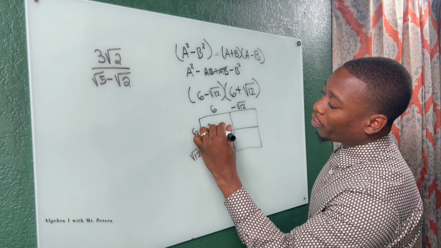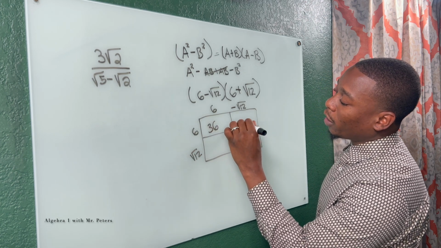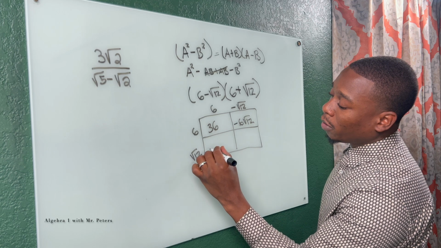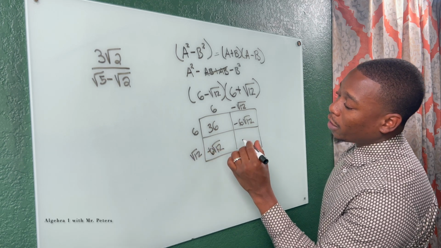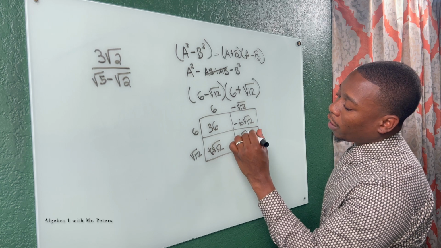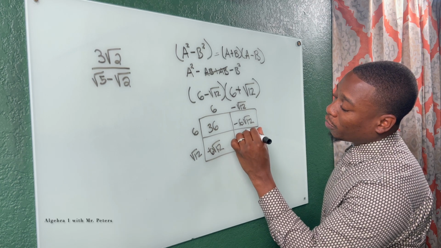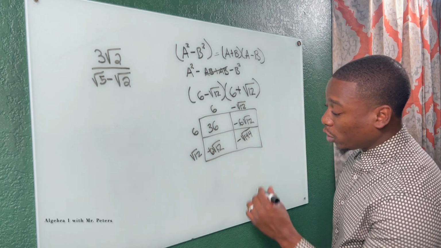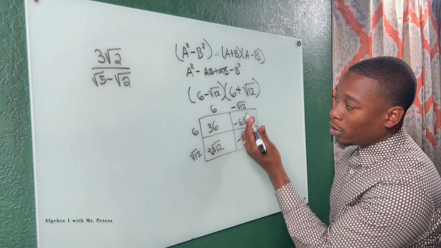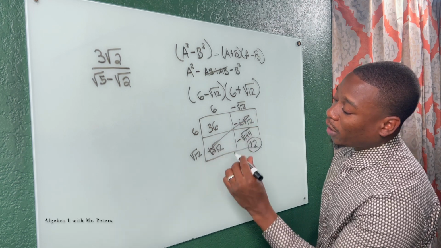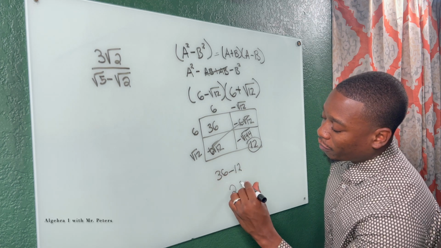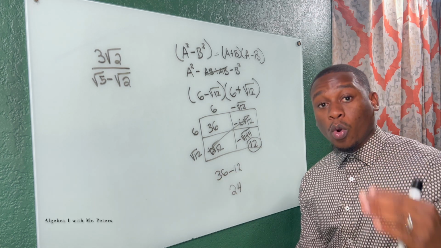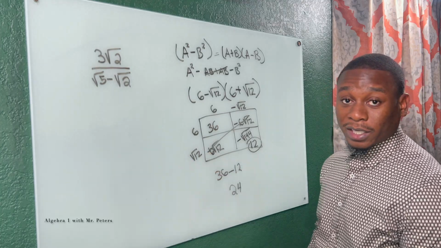So we go through, we have 36, negative 6 radical 12, positive 6 radical 12, and this is negative, well, the opposite of the square root of 144, which is just 12, right? The number without the radical. So these two cancel. We're left with 36 minus 12, and we'd have an answer of 24. Once you understand that principle, this becomes 10 times easier.